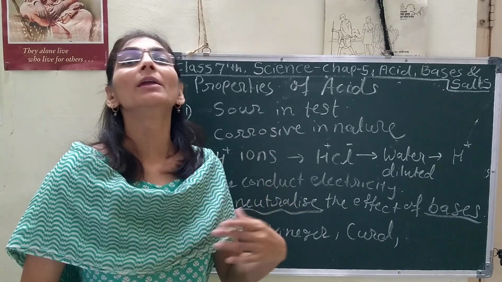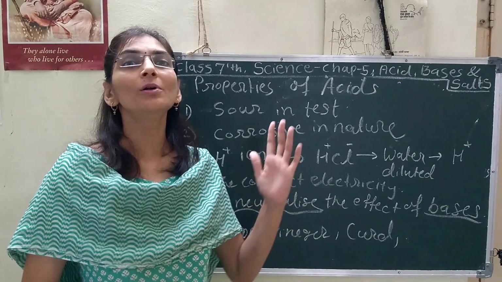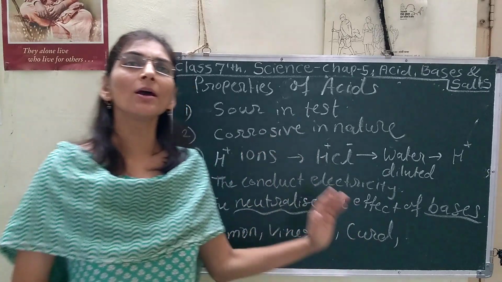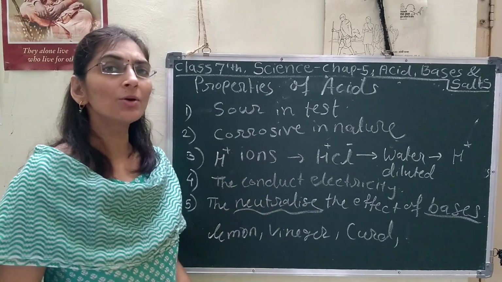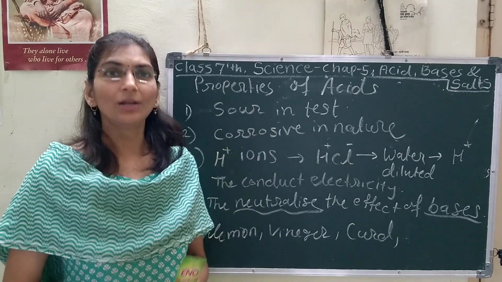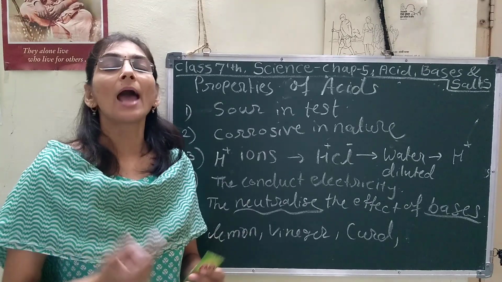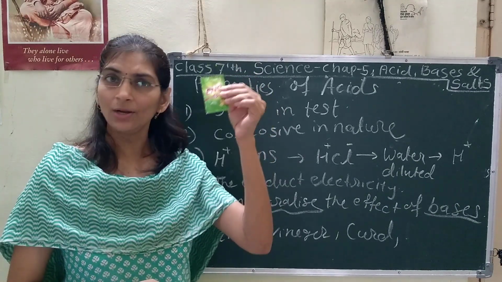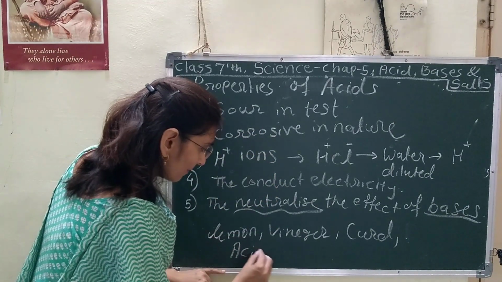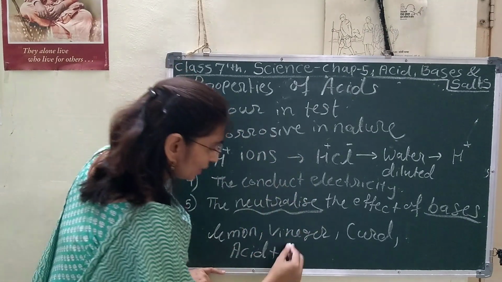But when it is excess in quantity in your stomach, it will be harmful to you. It will be painful for your stomach. So for the remedy of that excess of acid, what do we use? We always use this ENO, or any other remedy of antacid. The antacid and this ENO have base, and because of that base, that acid gets neutralized. Means the effect of acid gets neutralized.